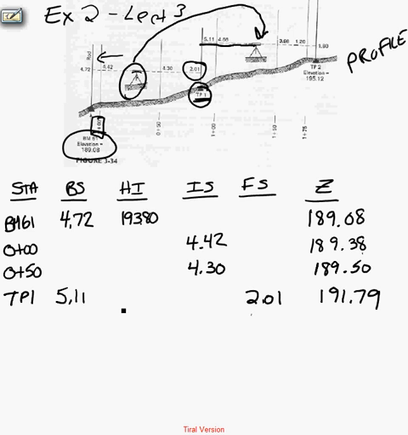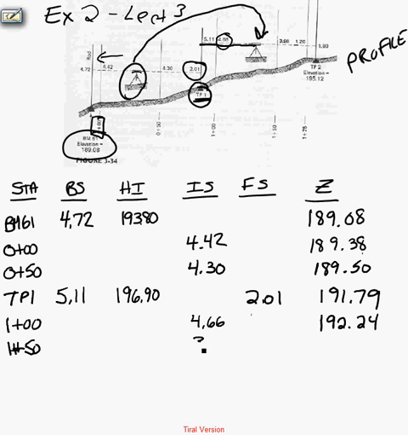And that will allow me to establish my new height of instrument right here, which is 191.79 plus 5.11, or 196.90. Now I have some more intermediate sights I can work with. Station 1+00 has an intermediate sight of 4.66, which I see right here. So that tells me the elevation at station 1+00 is simply going to be the height of my instrument now of 196.9 minus 4.66, which will give me 192.24.